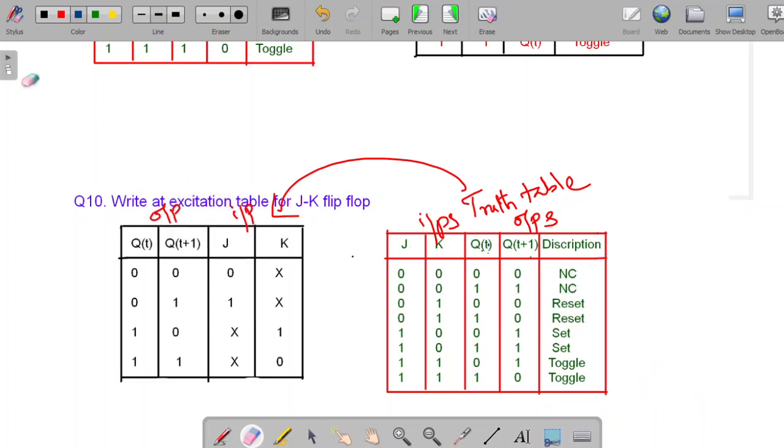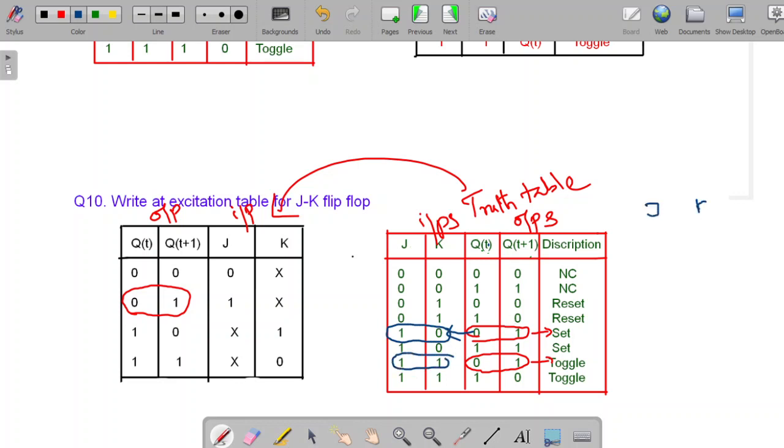Now you go for the next condition. So if you check this next, Q(t) is 0 and Q(t+1) is 1. So here we check the output conditions, 0 and 1 at Q(t) and Q(t+1). Similarly here also we have that combination, that corresponds to set and toggle condition. Then correspondingly we can go and check with that input combination. So this is our input combination, 1 0 and 1 1 for JK.